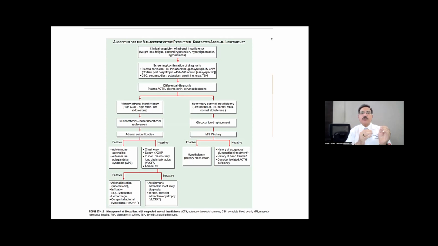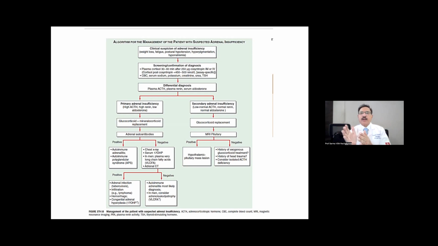Screening test: plasma cortisol 30 to 60 minutes after stimulation with ACTH, 250 micrograms. Normally, I expect 500 or more nanomoles per liter. Anything less than that is low. Then I have to do a differential diagnosis, primary versus secondary.